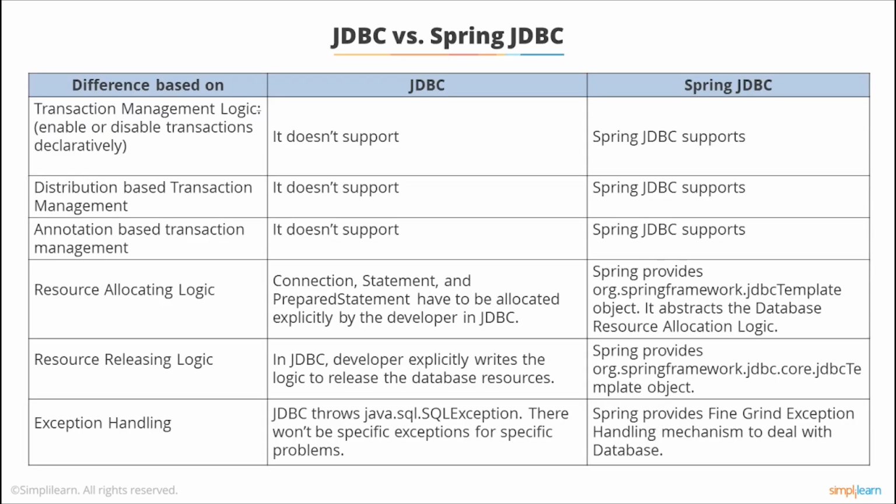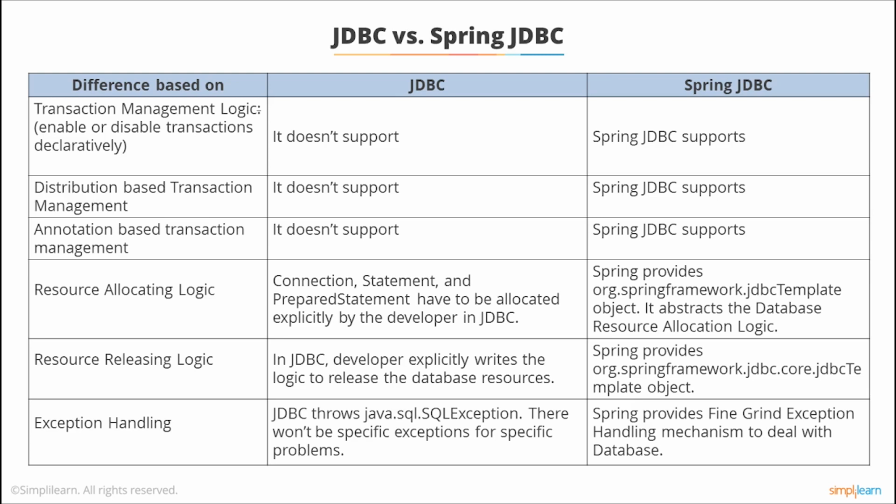Let's do a quick comparison. The difference between JDBC and Spring JDBC, based on first, transaction management. JDBC doesn't support enabling and disabling transactions declaratively, whereas Spring JDBC supports it. Distributed transaction management, Spring JDBC has support for it. Annotation based transaction management, Spring JDBC has support.